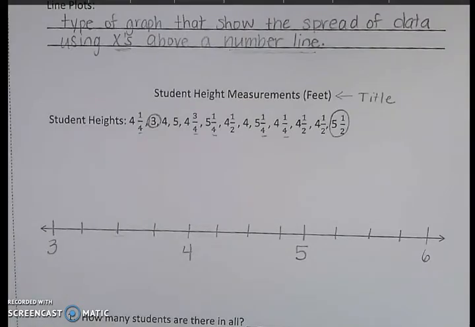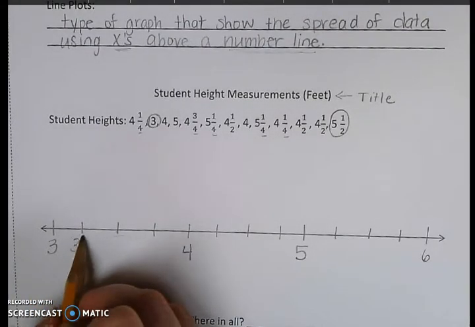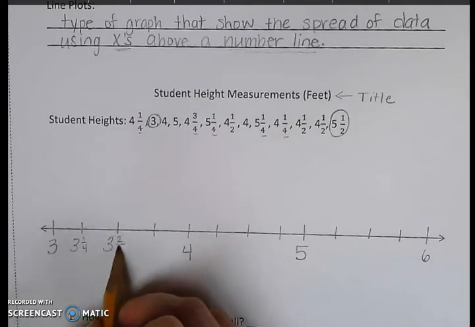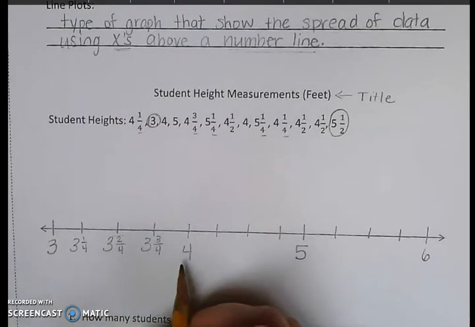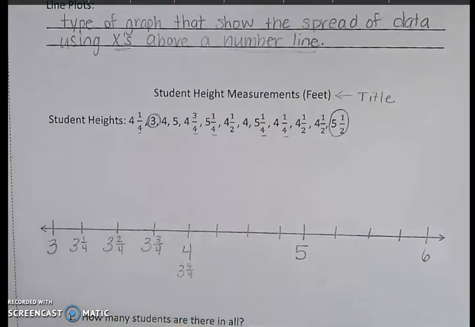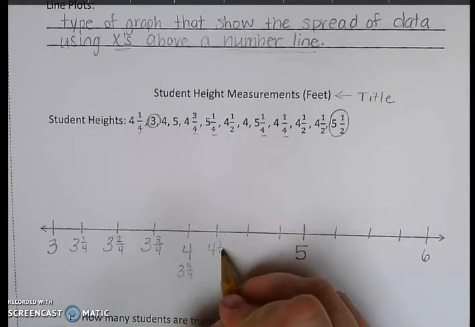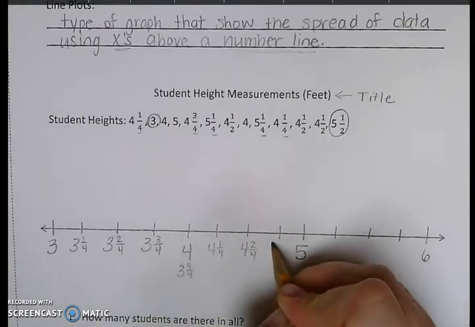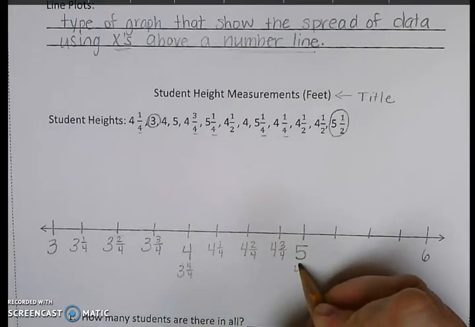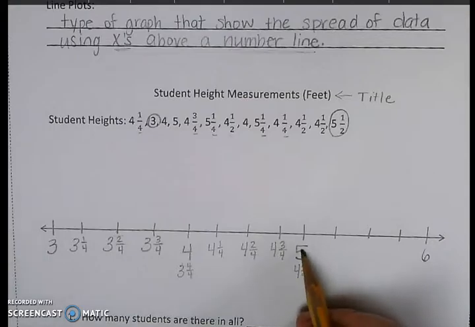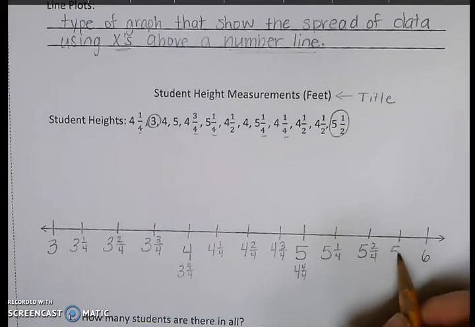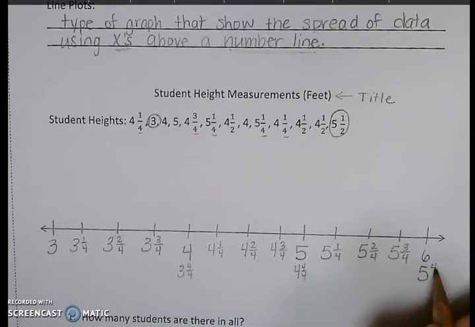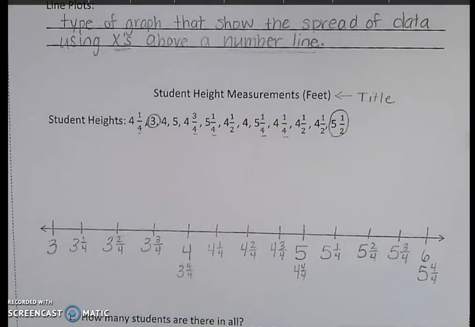Okay, so now I've got my number line set up, but I want to label it. So it's going to be 3, 3 1/4, 3 2/4, 3 3/4, 4. Because remember, 3 4/4, that would be the next one in my number line. That's equal to 4. So next I would have 4 1/4, 4 2/4, 4 3/4, 4 4/4, which is equal to 5. 5 1/4, 5 2/4, 5 3/4, 5 4/4, which is equal to 6. So here's my number line.